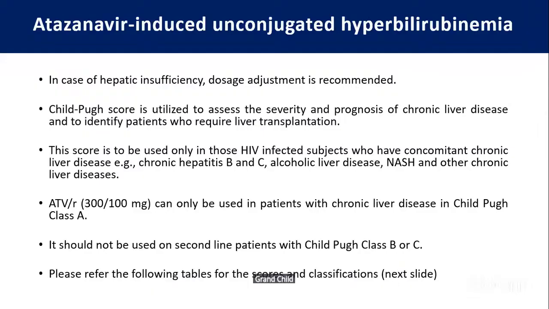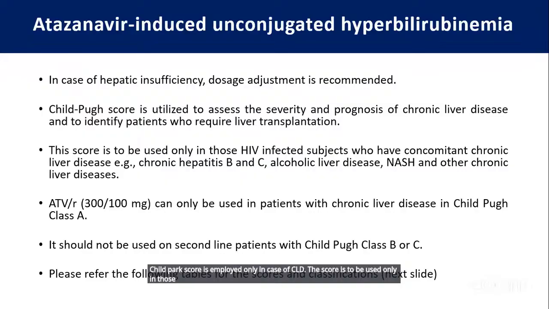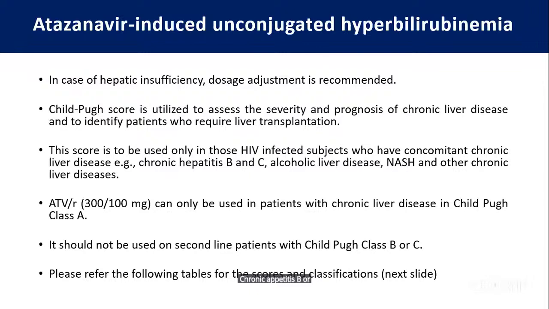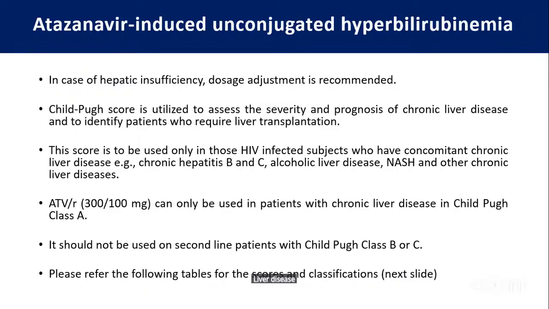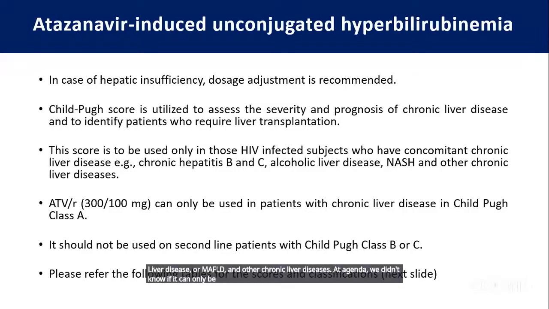Child-Pugh score is employed only in case of CLD. The score is to be used only in those HIV-infected subjects who have concomitant CLD like chronic hepatitis B or C, alcoholic liver disease, or metabolic dysfunction associated liver disease or MAFLD and other chronic liver diseases. Atazanavir ritonavir can only be used with chronic liver disease Child-Pugh class A. For B and C, it's contraindicated.